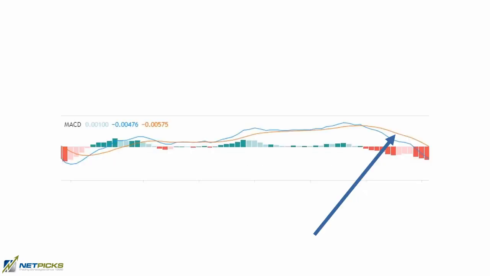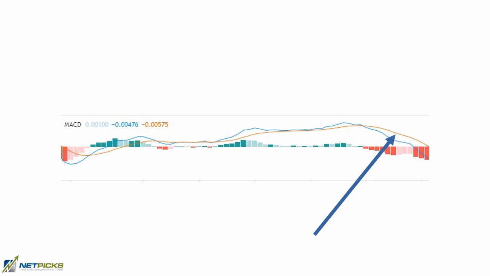So what is that signal line? Well, the signal line is actually a 9-period EMA of the MACD line. So it's going to be slower than the MACD. And when those two lines cross, the MACD and the signal line, it's usually a trend reversal signal, especially when that happens far away from the zero line.